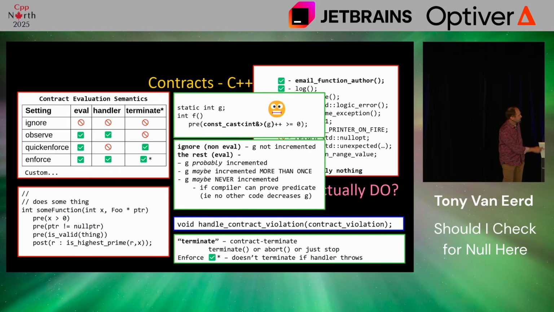And with enforce, after you called your handler, it's going to call contract terminate, unless your handler threw an exception. Then the handler doesn't flow out the normal path, so it doesn't call terminate, and you actually get back to your function and you go out of your function with your exception. Do you want to do that? Probably not. Some people say definitely not.